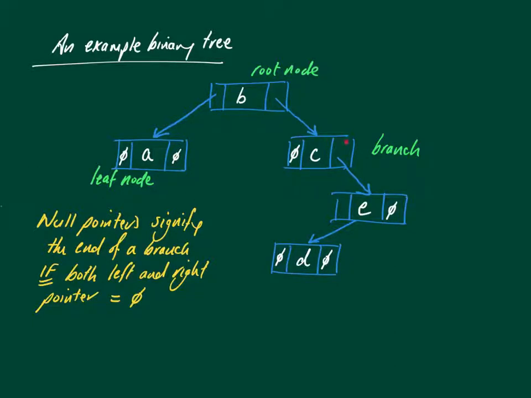With C, we have one null pointer because there's no left child. However, it does have a right child, which is E. E has the reverse, it has no right child, however it has a child to the left, which is node D, and this is also a leaf node because it has no child nodes attached to it. The null pointers signify the end of the branch if you have both of them. If both left and right pointers are null, then you can say it's the end of a branch.